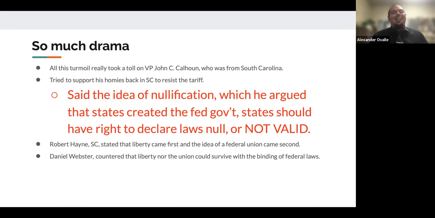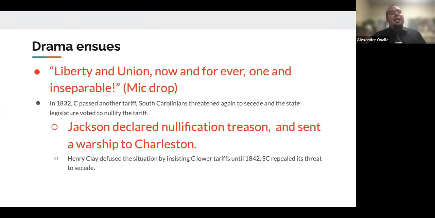They cannot exist here. Then there's going to be the Webster versus Hayne debate in Congress. Robert Hayne from South Carolina stated that liberty came first and the idea of a federal union came second. Daniel Webster, Webster's dictionary, very articulate, countered that neither liberty nor the union could survive without the binding of federal laws. He said liberty and union, freedom, togetherness, country, now and forever, one and inseparable. Insert mic drop.